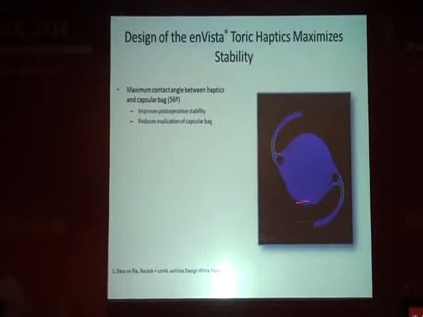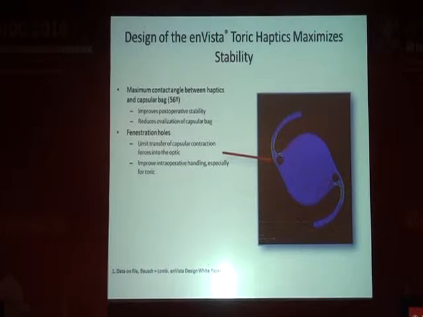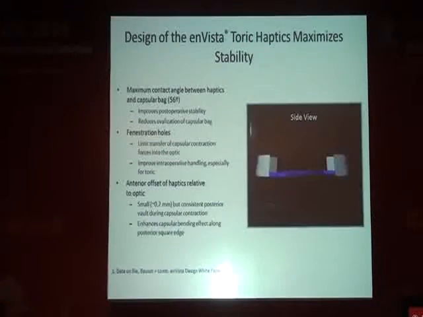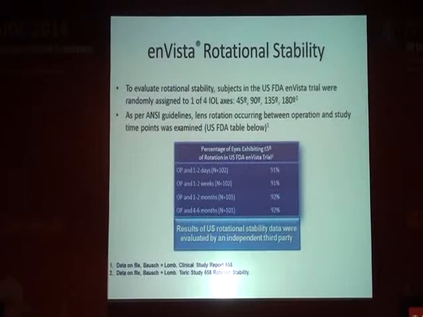If you see the design of the lens, it has been designed in such a way that there is a maximum contact angle between the haptics and the capsular bag, and this makes a huge difference in the stability of the lens. Another big key factor which the designers have included is these fenestration holes, as you can see. They limit the transfer of the capsular contraction forces into the optic. The anterior offset of the haptic, and this is a side view, also helps in making these lenses much better.